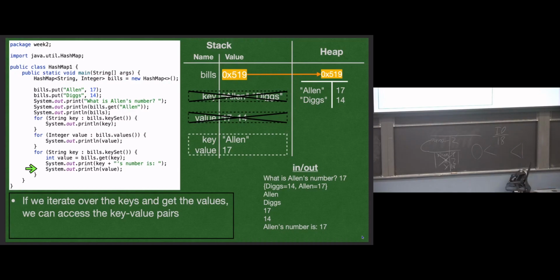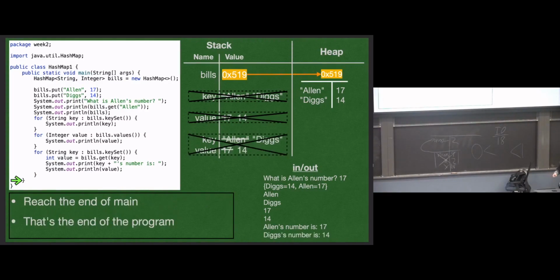Or player and number. There are variable names that might make even more sense, but we would want to use the same variable name here as we do here, and the same variable name here as we do here, because they're representing the exact same information. So we get to reuse those because they were removed from memory. Program ends, everything's removed from memory, program's over.